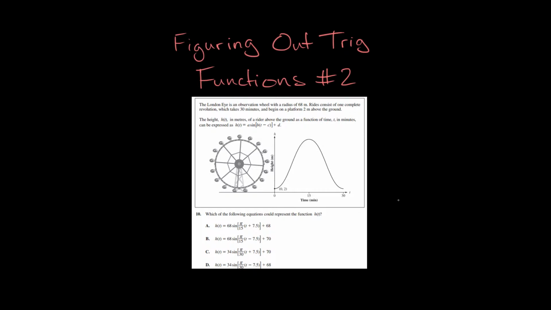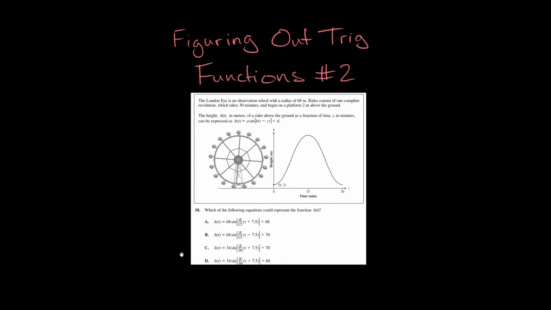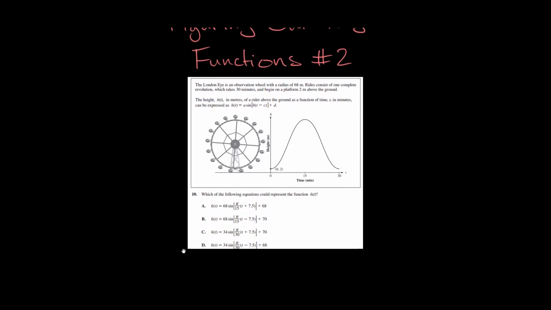The height h of t in meters of a rider above the ground as a function of time t in minutes can be expressed as h of t is equal to a sine b quantity t minus c plus d. Before we get started, I want to walk through what a, b, c, and d are.